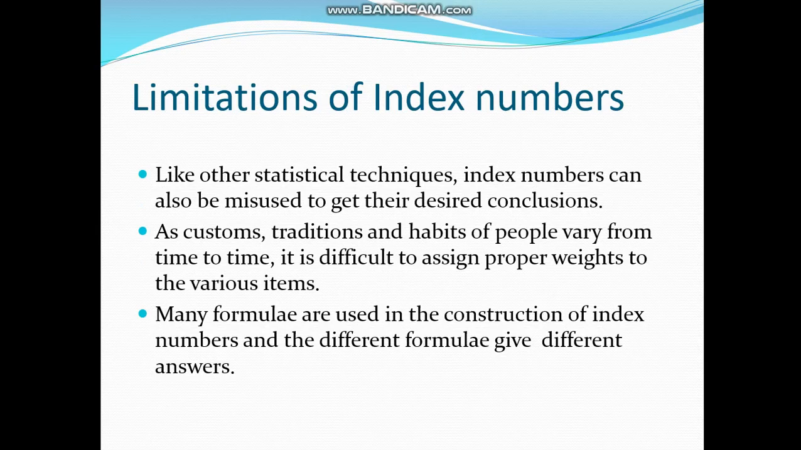Next, as customs, traditions and habits of people vary from time to time, it is difficult to assign proper weights to various items. For example, if you consider goods like rice and wheat, in South India, rice is used more than wheat. So like this, in different regions different people have different habits, traditions and customs. So it is very difficult to assign the proper weights. And the last limitation is that we have many formulas to construct index numbers, and different formulas give different results. So these are the limitations of index numbers.